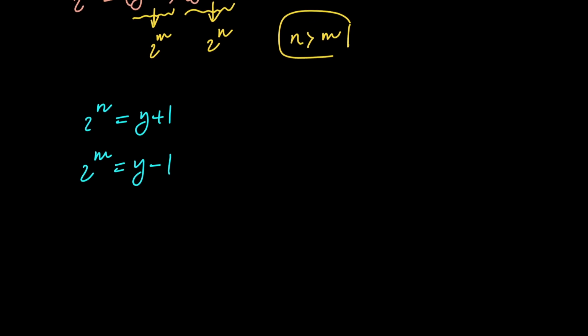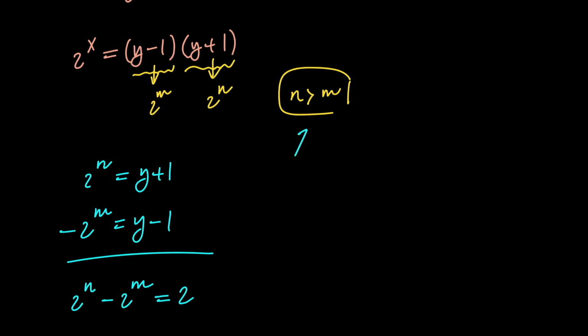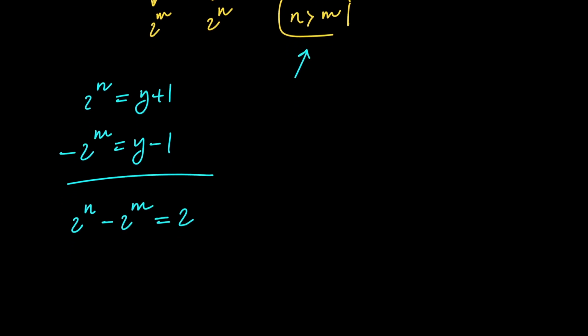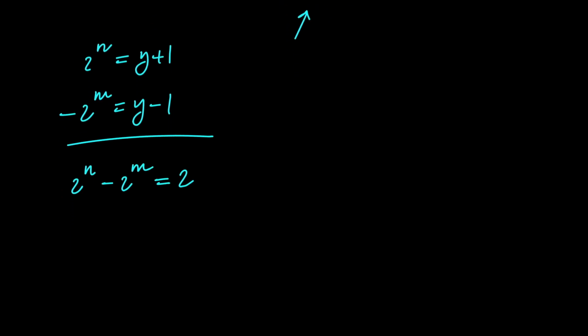From this, I can subtract the second equation from the first equation and say that 2 to the power of n minus 2 to the power of m is 2, right? And now, notice that since n is greater than m, I can take out 2 to the power of m on the left-hand side of our equation. So if you do that, we're going to have 2 to the power of m times the quantity 2 to the power of n minus m, and then minus 1 equals 2.